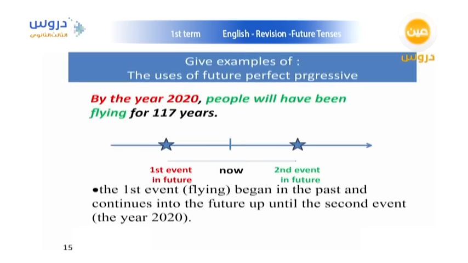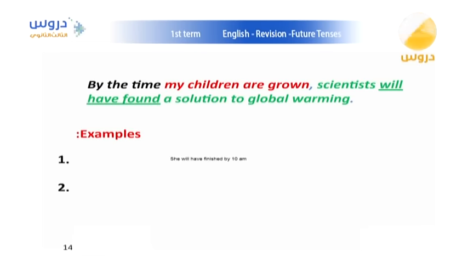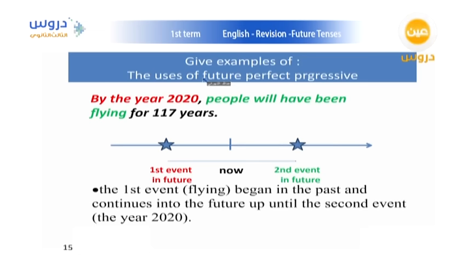Let's wait for this example now. So let me give you another example to make it clear for you. We will not have gone to school. We will not have gone to school. This is a future perfect tense. Great. Awesome. Now we move to the future perfect progressive.